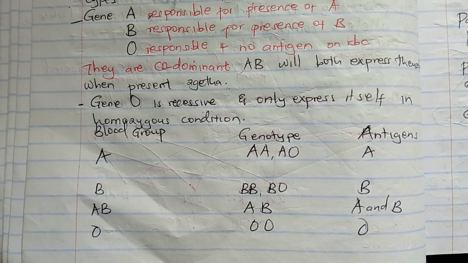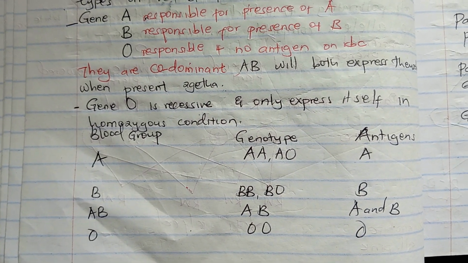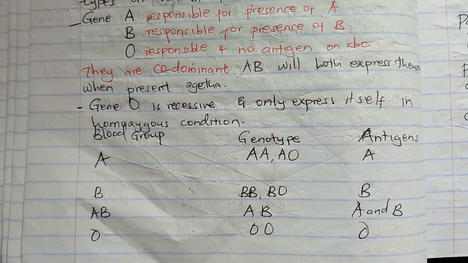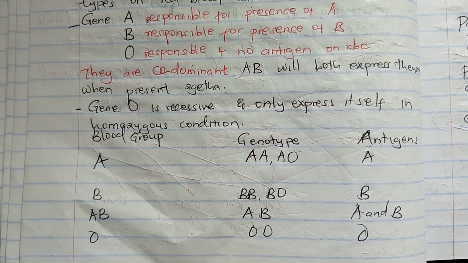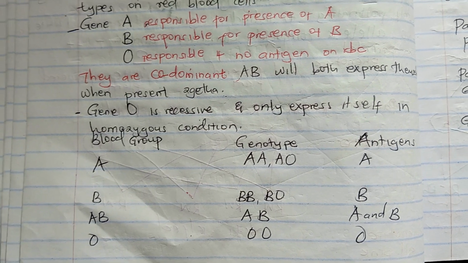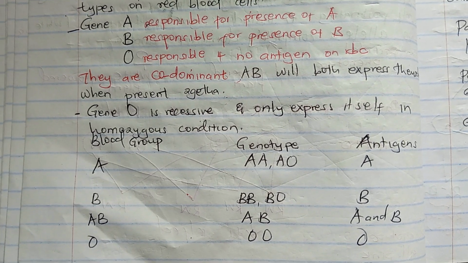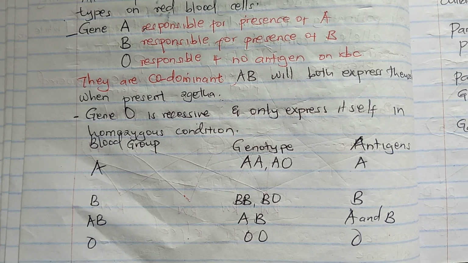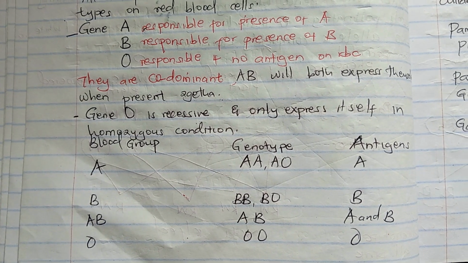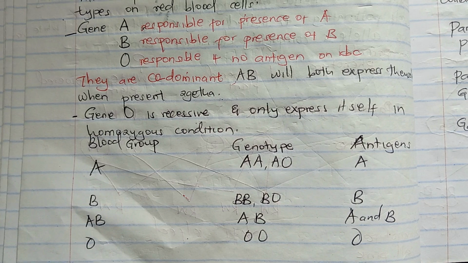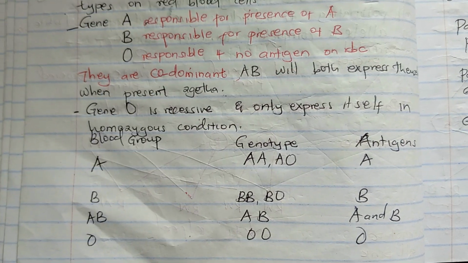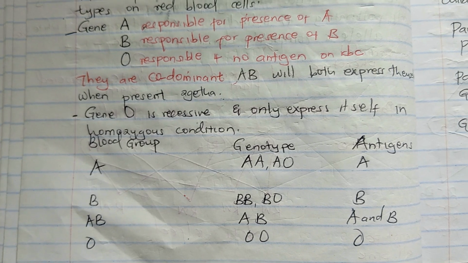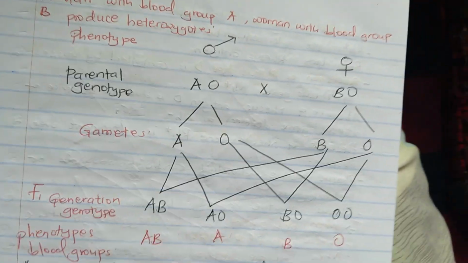So a person with blood group A has genotype AO or AA, with antigen A. Blood group B has BB or BO, BO in the sense that O is recessive. Blood group AB has both antigen A and B. And blood group O does not have any antigen.